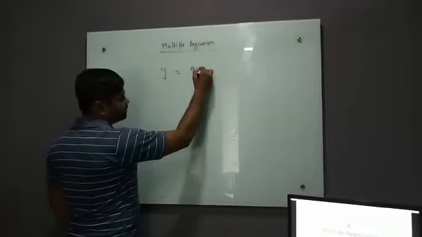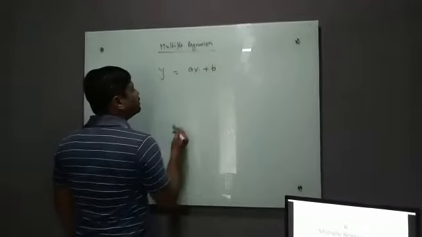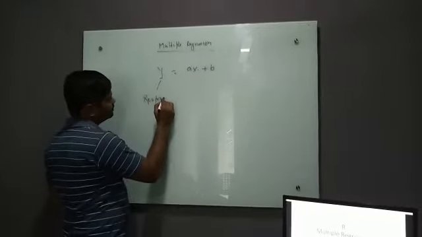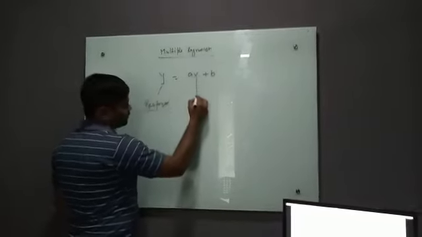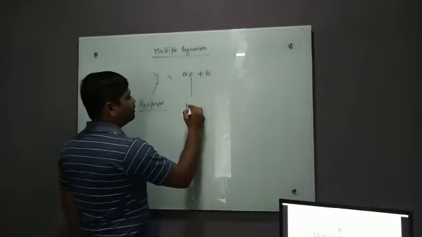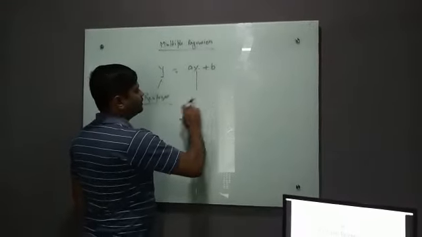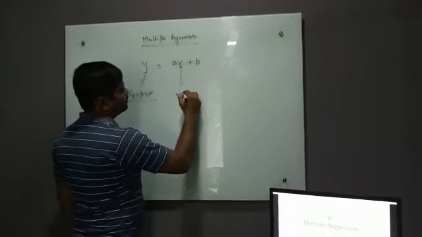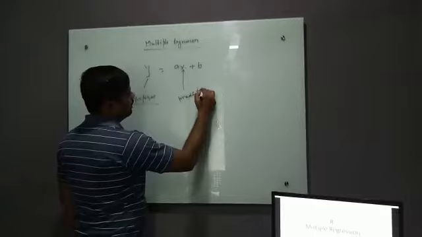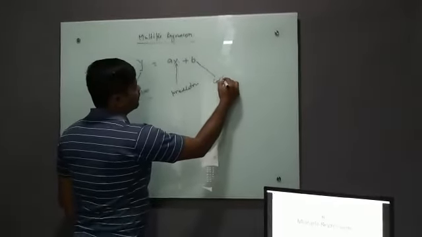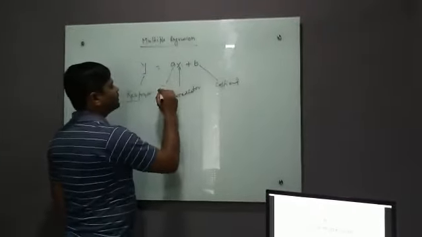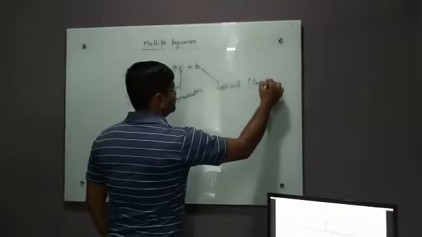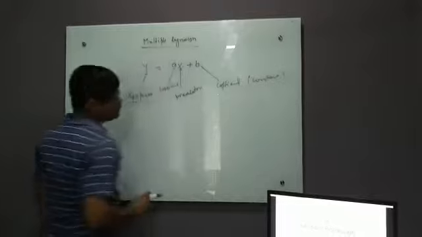x, right? Yeah, x. Plus b. So where y was the response, x was the predictor, and b was the coefficient, a was the coefficient or constant, whatever you can say.